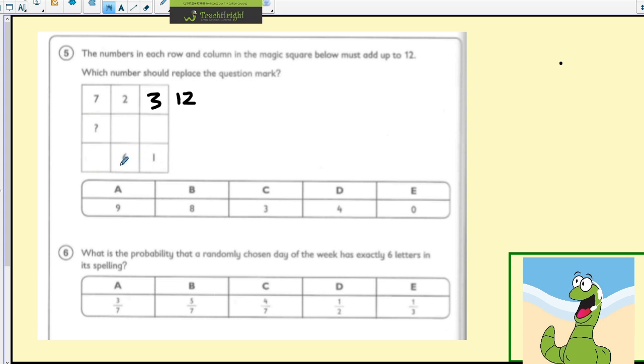Again, in this direction here, going across, what's in this square? Well, it has to add up to 12, so that's going to give me 7. So 7 plus what equals 12? Well, the answer is 5. And now I've got this row here where 7 plus 5 equals 12. So my answer E, I think, is 0.